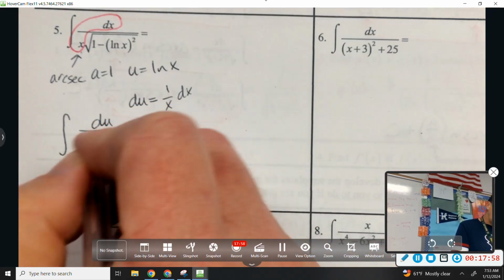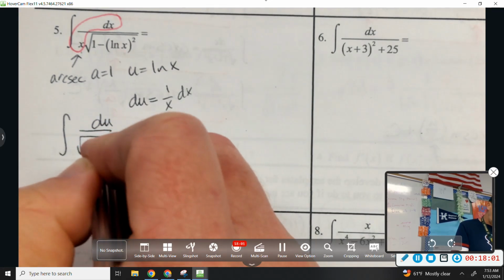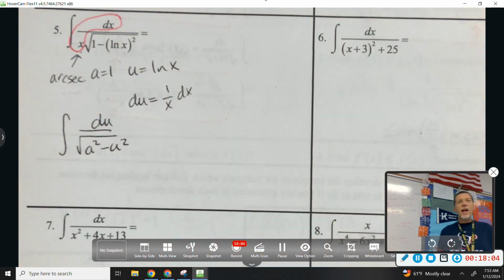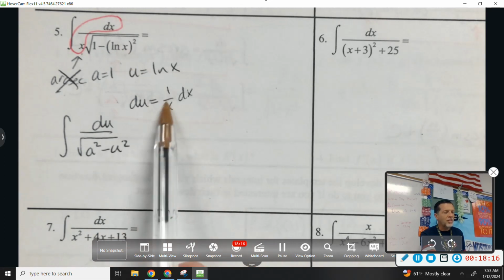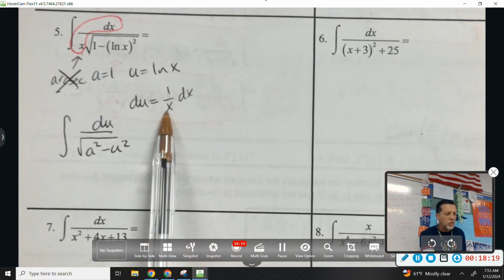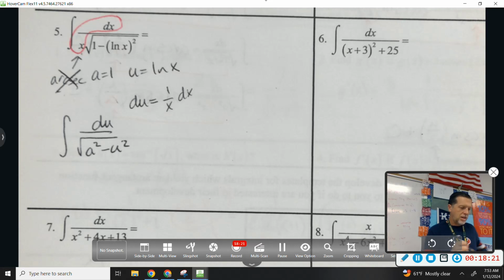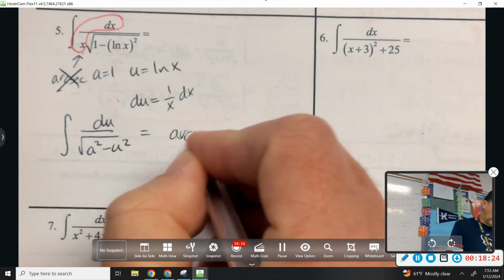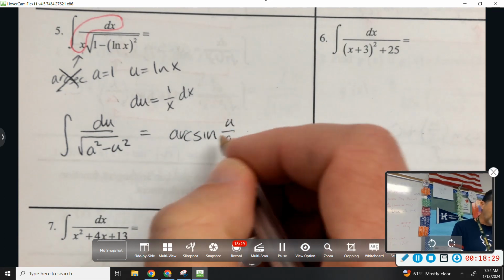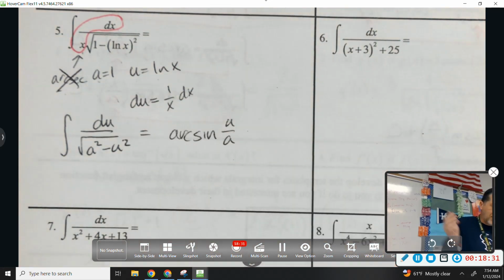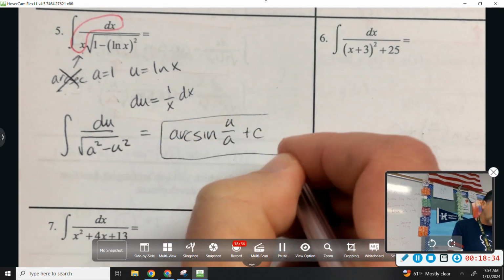So du over square root of a squared minus u squared. That's definitely arcsine now. So I agree, it looked like arcsecant with that x sitting there, but when you started matching up a's and u's, that x was a result of du, not a result of arcsecant. So arcsine of u over a. And again, if I've labeled u and a, then I can just leave them as is and be good with that.